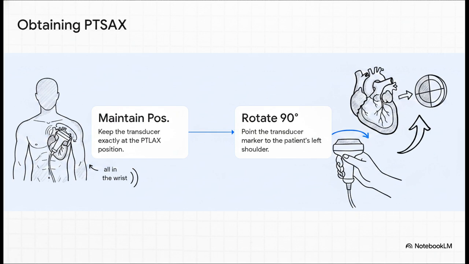To get the peristernal short axis view, the PTSAX, you maintain your exact position on the precordium from your long axis view. Seriously, do not slide the probe. Just simply rotate the transducer marker exactly 90 degrees clockwise toward the patient's left shoulder. That simple 90-degree twist shifts your ultrasound beam from slicing the heart end to end to slicing it cross-sectionally. Think of it exactly like slicing a loaf of bread.